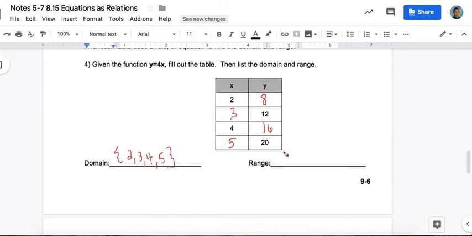Okay, our range, take your y values: 8, 12, 16, and 20. And that's it. Okay, go to the last page.